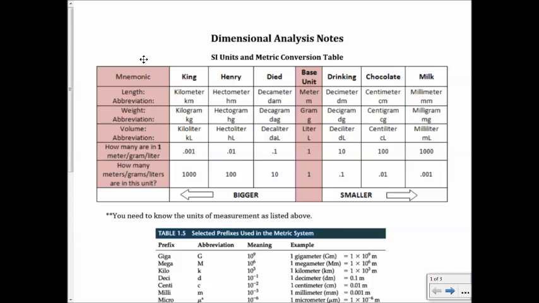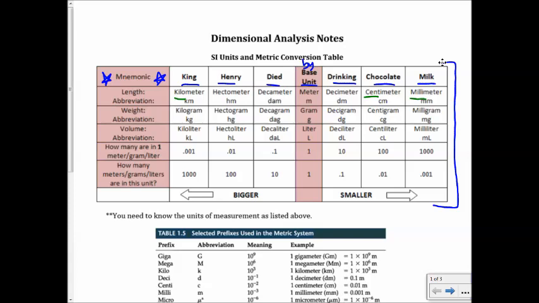So on the front here, I put the chart for you, okay, and the mnemonic. Best way to remember your metric prefixes. King Henry died by, this is the base unit, drinking chocolate milk, okay? And you probably are most familiar with the kilo, the centi, and the milli. Those are the ones we use most of the time in the lab, okay?